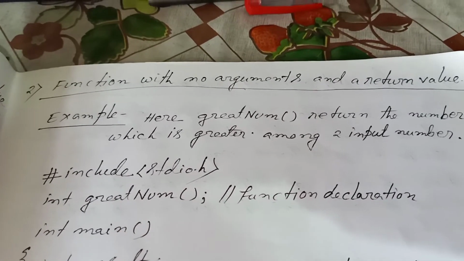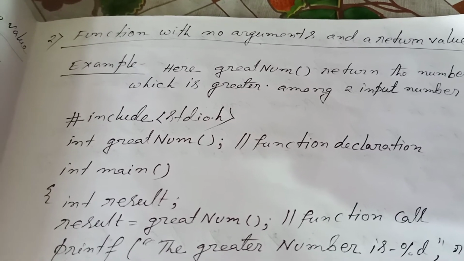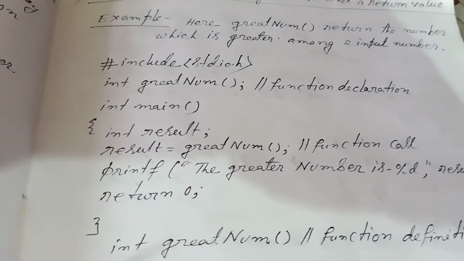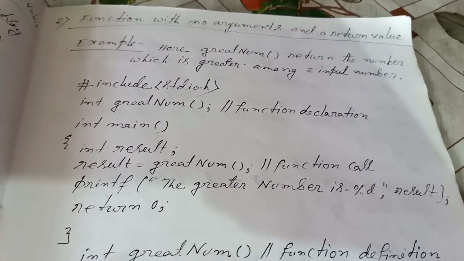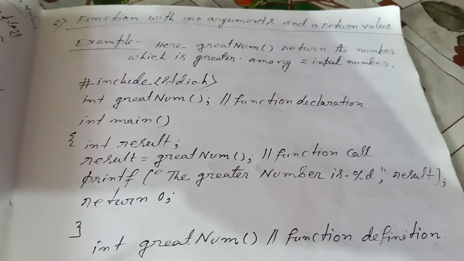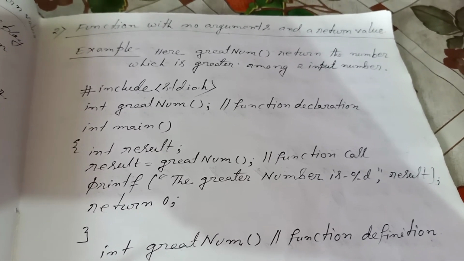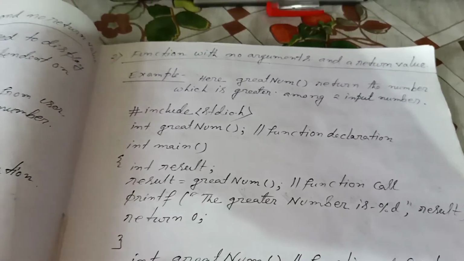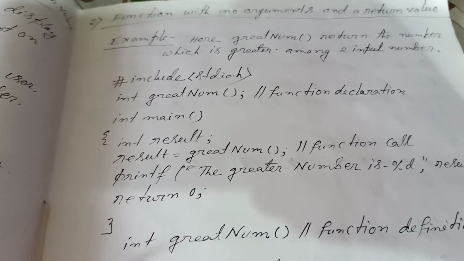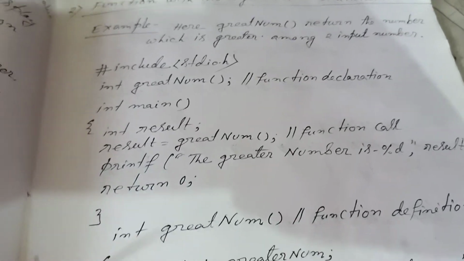So it starts with include stdio.h, int greatNum. It is the function declaration. Now define int main. Within the main function, int result, we are taking the variable, and within result we are calling the greatNum user-defined function, and after that the printf would be the greater number is result.